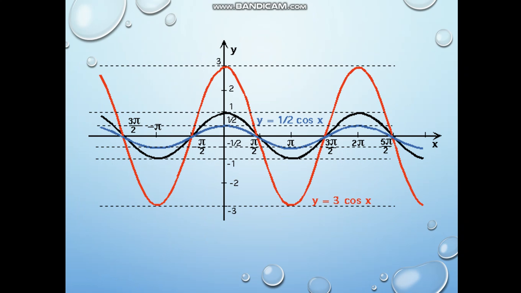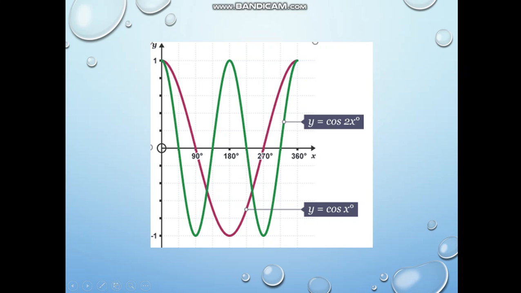This is the graph of cosine function with different amplitude, like the one that we saw in the sine function. So the amplitude only affects the maximum and the minimum value of the function, and not the form or the curve of the function. As you can see, for the red one the amplitude is 3, the black one is 1, and the blue one is 1/2.